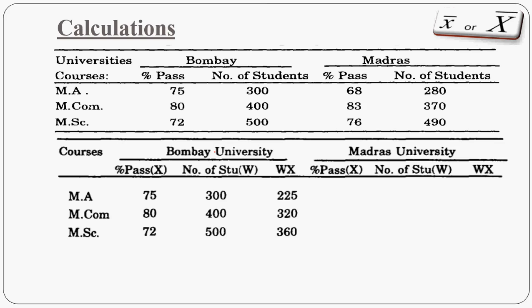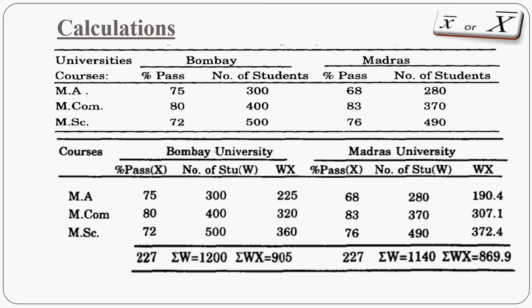Same way we need to do for the Madras University. Percentage of pass, as you can see in the problem above, 68, 83, 76. Students also we have to take 280, 370, 490. Now 68 into 280, 83 into 370, 76 into 490. So this is the Wx total we get. Now, next step is very simple. We have to make the total: sigma x, sigma w, sigma wx, you will get the total.